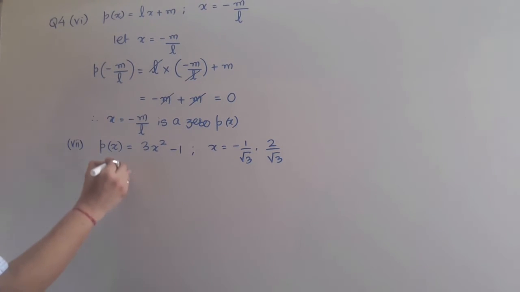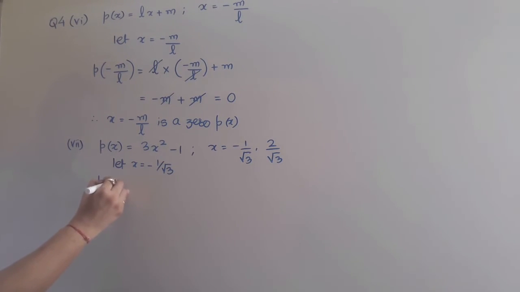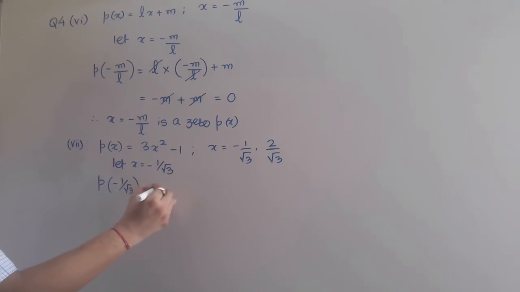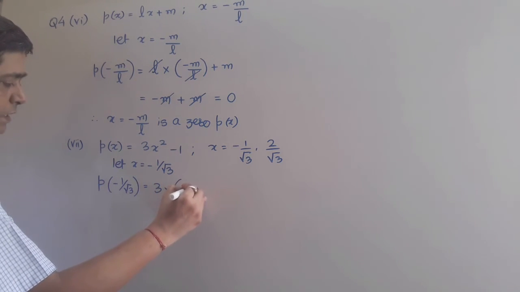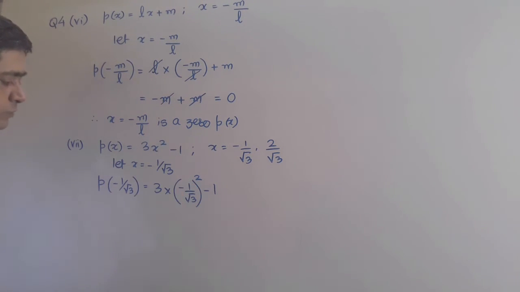So let us find out the first value. If I take, let x equal to minus 1 upon under root of 3, so p of minus 1 upon under root of 3, that I am finding here. Okay, so 3 into, in place of x I will keep the value. So this will be minus 1 upon under root of 3 whole power 2 minus 1. If I want to simplify, first of all you see, the minus sign will become positive because the power is even. Remember, if the minus sign comes under an even power, it will always become positive.